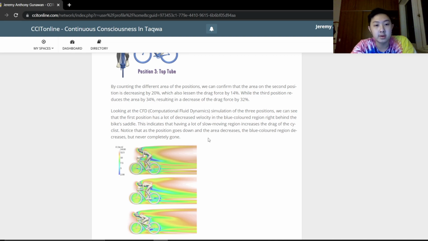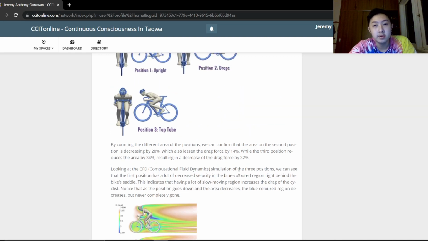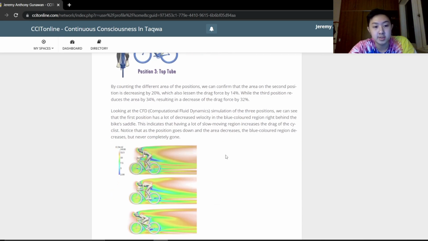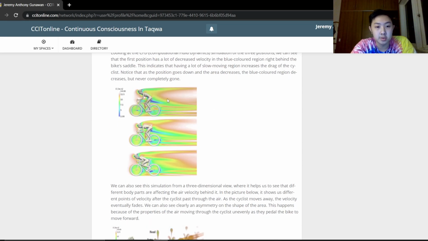So by counting the area of different positions, we can confirm that the area on the second position decreases by 20% and lessens the drag force with the formula by 14%, while the third position decreases the area by 34%, resulting in a decrease of the drag force of 32%. By using computational fluid dynamics, or CFD software simulation, we can see the three positions here. This shows the air velocity. The white part means that it's going at the bicycle's velocity, and the blue part is going at about 2 here, and the red part is going about 12, and so on.